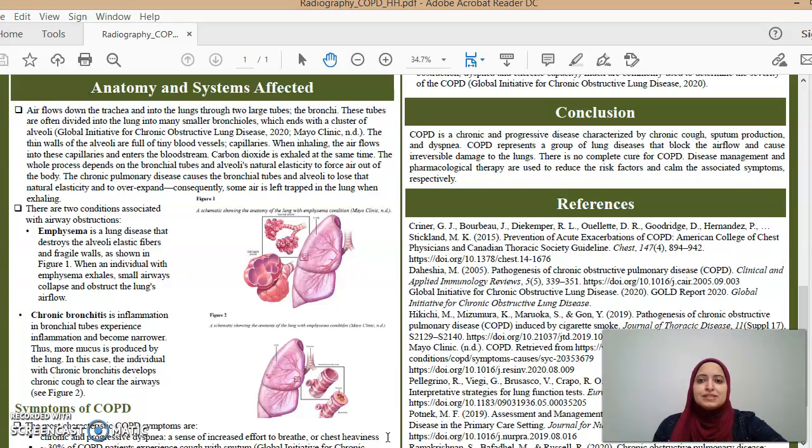The chronic pulmonary disease causes the bronchial tubes and the alveoli to lose this natural elasticity. So some air is left trapped in the lung when exhaling. Now, let's talk about 2 main conditions you may experience or that may lead to COPD. Emphysema is one of them, a lung disease in which the alveoli get destroyed and are not elastic anymore.